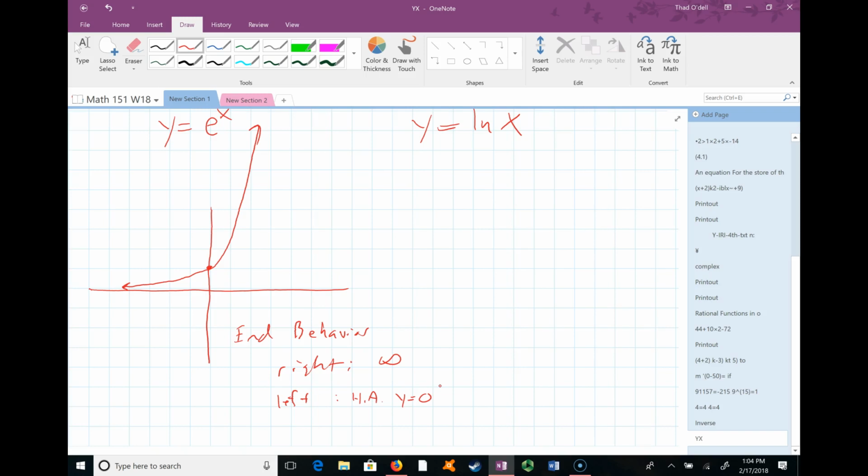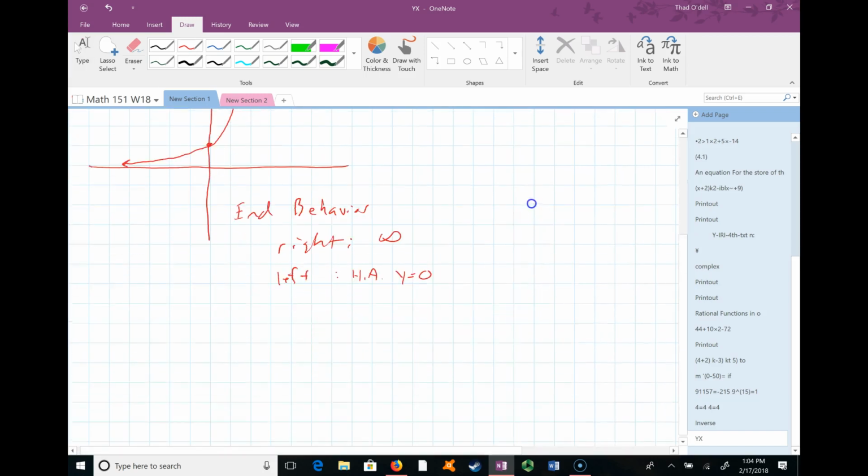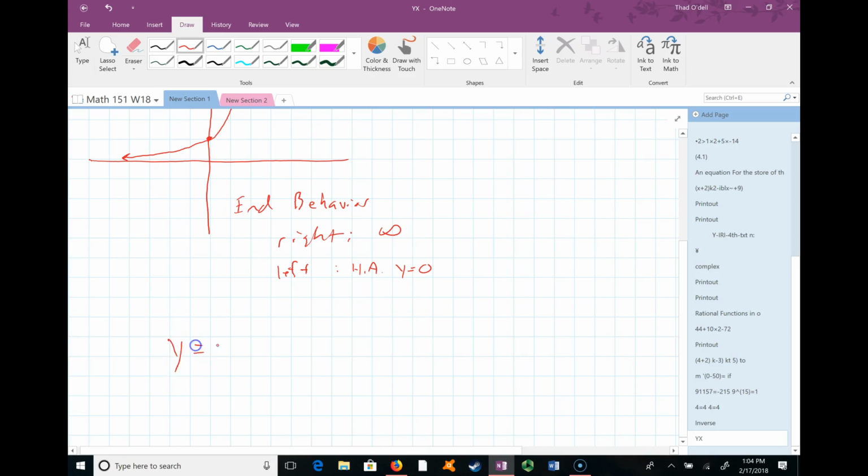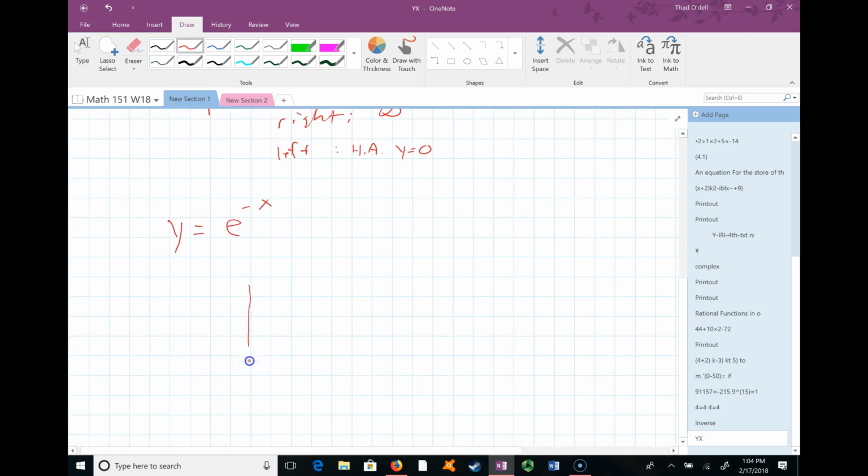And notice we can do all the reflections of this. If we do y equals e to the negative x, that would be a inside negative. So that would be a reflection across the y-axis. So you could probably picture that pretty easily. Instead of going here up, it's going to go from here like that. So the horizontal asymptote is on the right now, and then positive infinity is on the left.